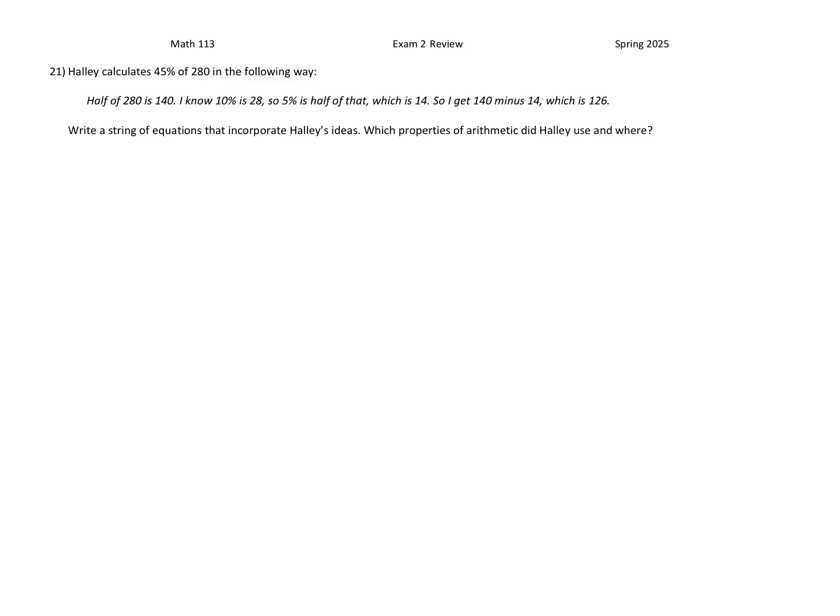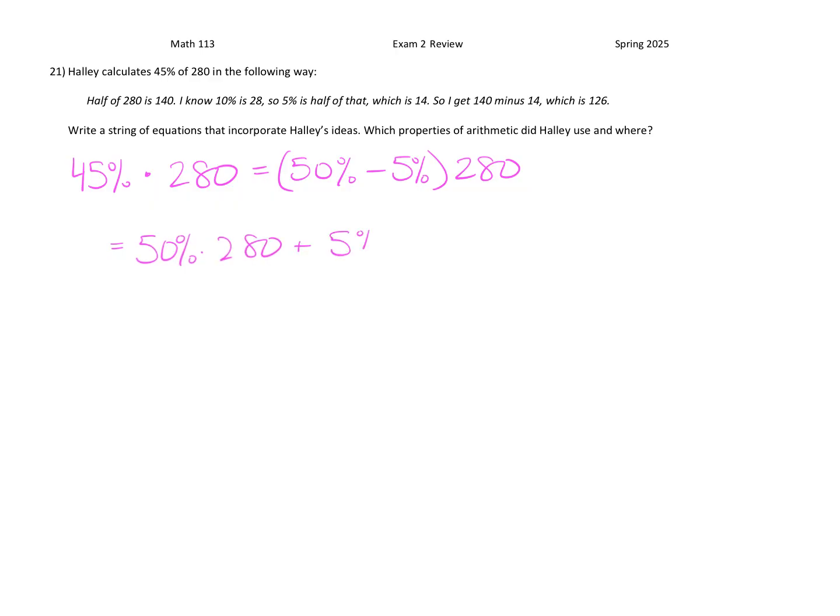Okay, so let's see. The overall technique here seems like she's doing 140 minus 14, so 50% minus 5%. So instead of calculating 45% directly, we did 50% and then took away 5%. So 45% of 280, that's the same as 50% of 280 minus 5% of 280. This is the overall technique.